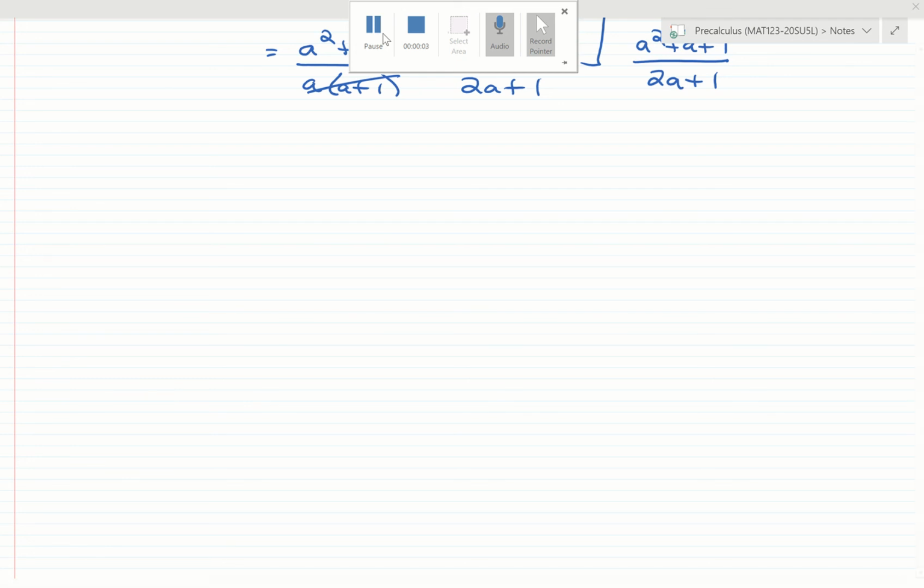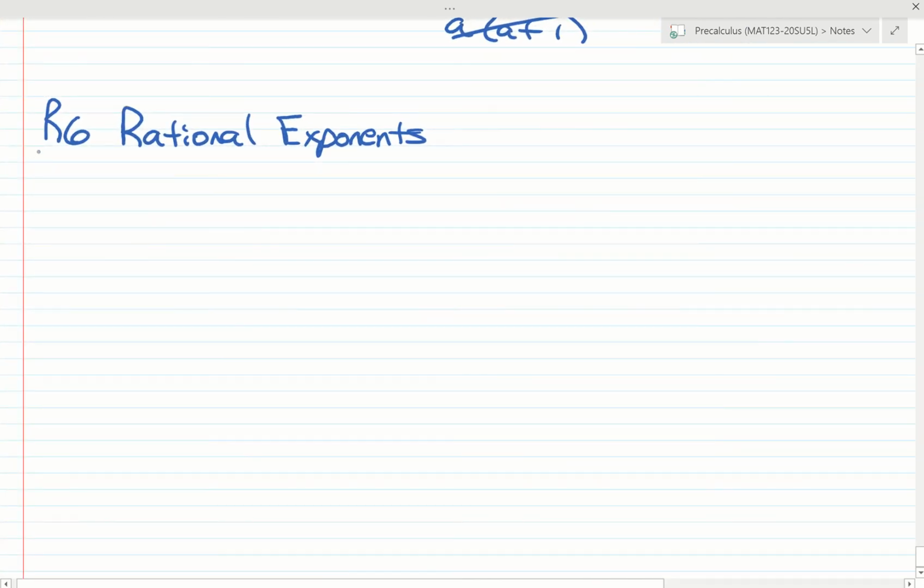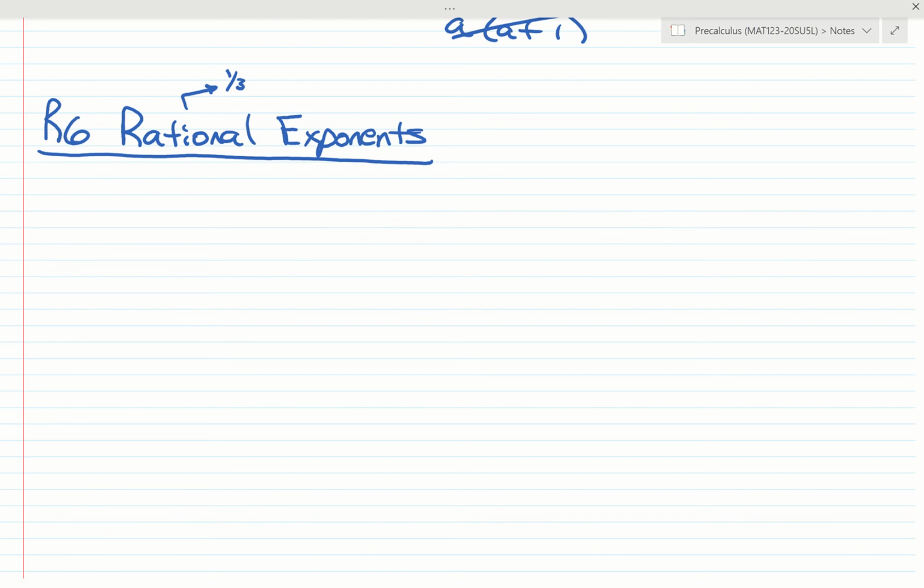Section R6, we are going to be talking about what's called rational exponents. Here's that expression rational again. Remember, rational just means fraction. It could be written as a fraction like 1/3, or it terminates, right? So when we have rational exponents, there are some rules we'll get into in a little bit.